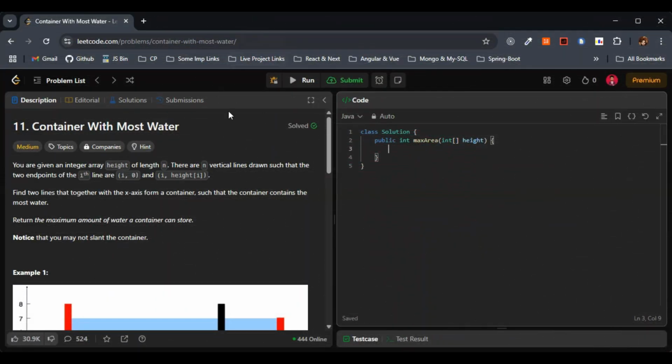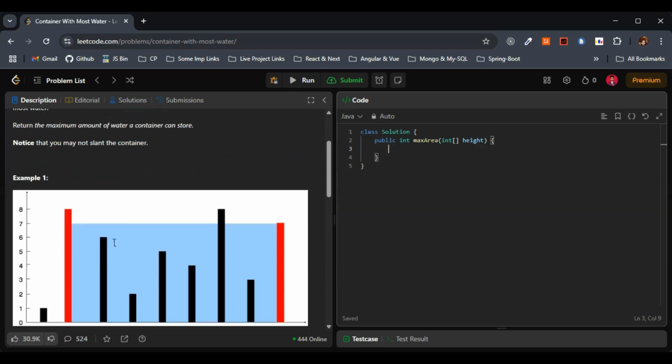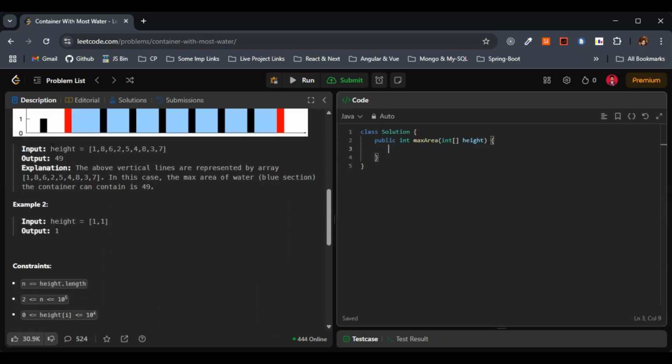Hello everyone. Today let's solve problem number 11, Container With Most Water. What the question states here is that we are given an integer array height of length n.